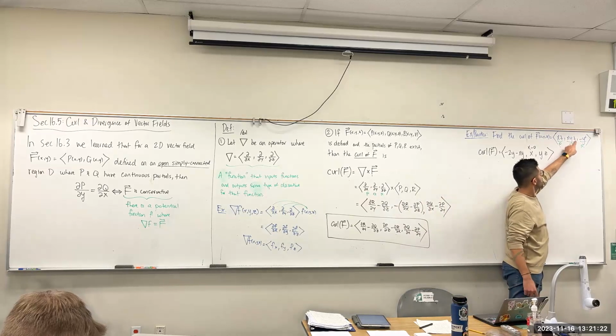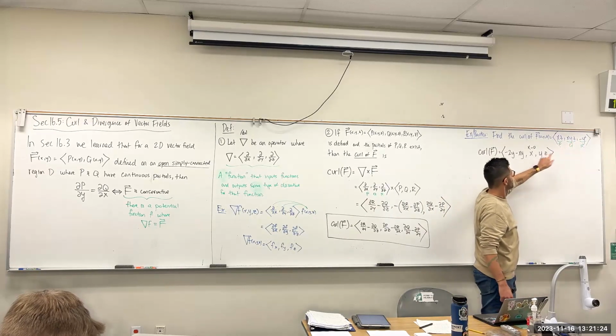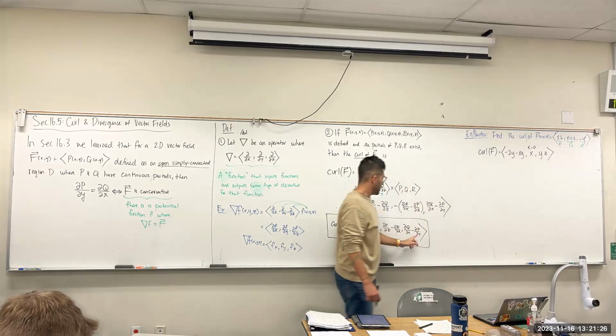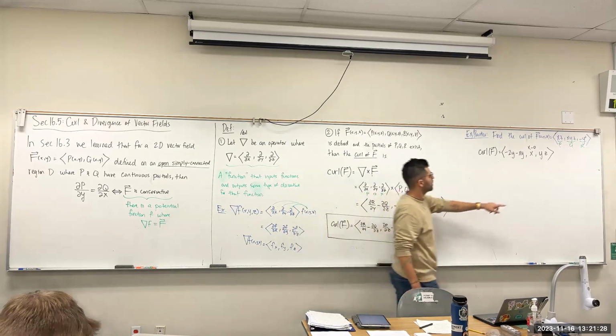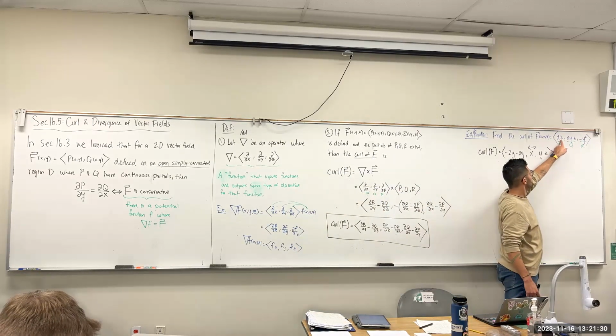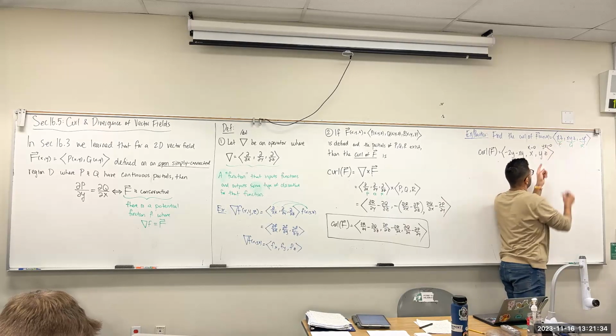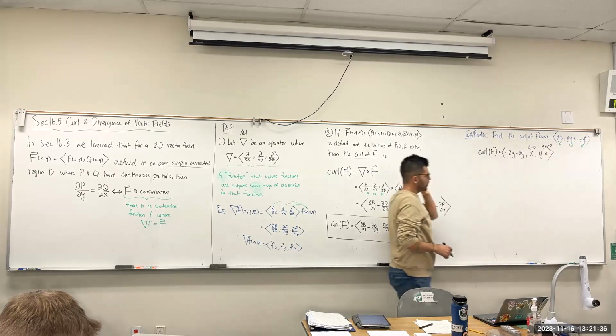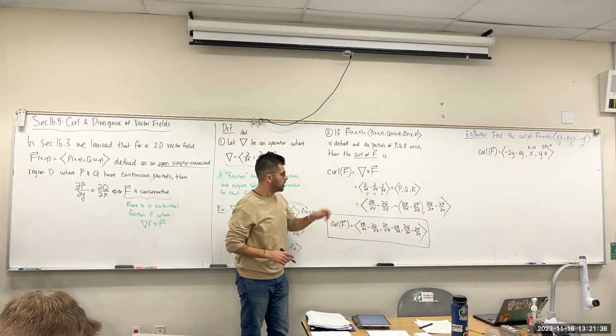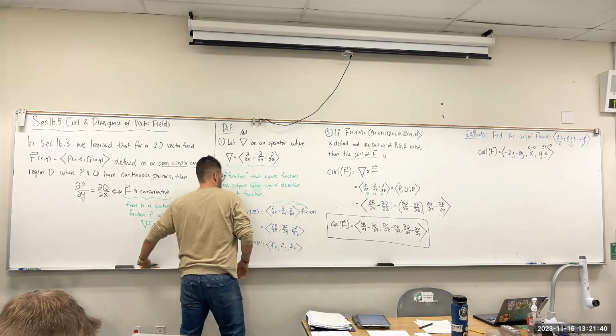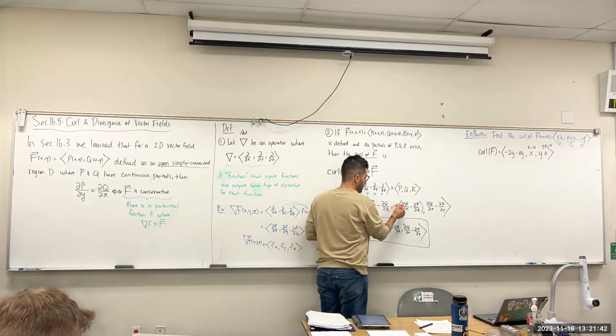And you get the partial of Q with respect to X. So here Y and Z are the constants, so the derivative is just a constant. And then minus the partial of P with respect to Y, there's no Y there, so that's just a constant. So that's like YZ minus 0.